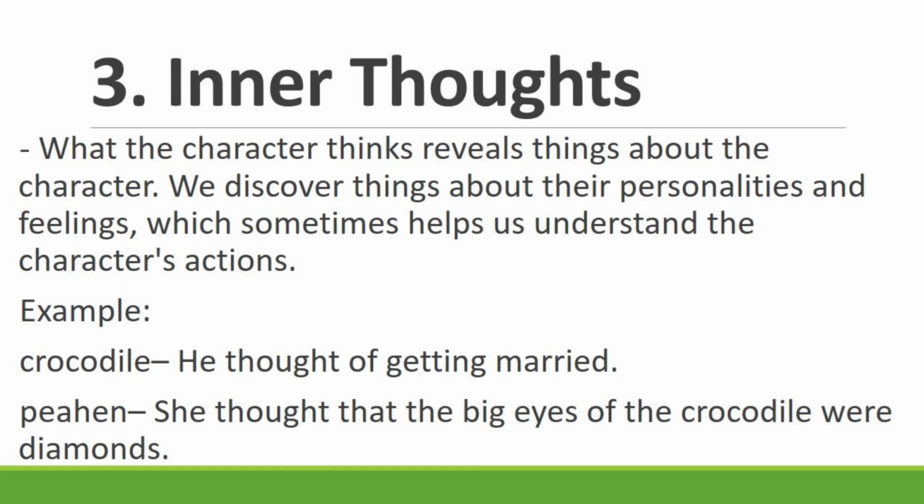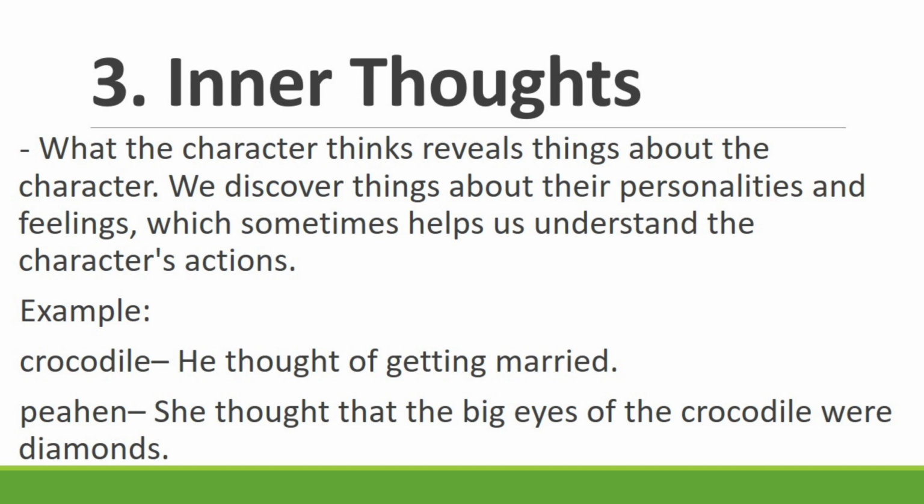And third, we have inner thoughts. What the character thinks reveals things about the character. We discover things about their personalities and feelings, which sometimes helps us understand the character's action. So, for example, the crocodile, he thought of getting married. So that's the inner thought, or the first thought, that the crocodile had. He is really thinking about having a wife or getting married. But eventually, his wife ended up being a good dinner for him, literally.